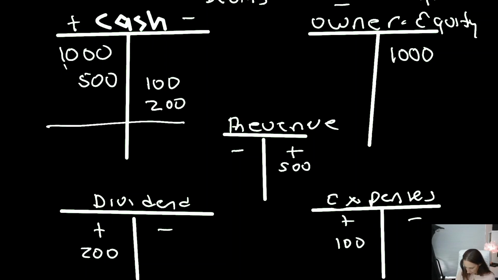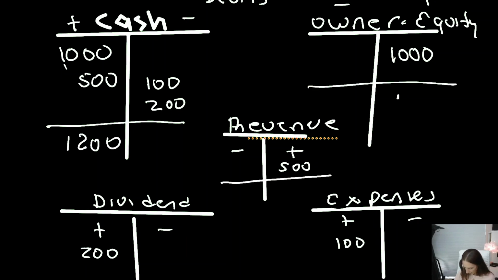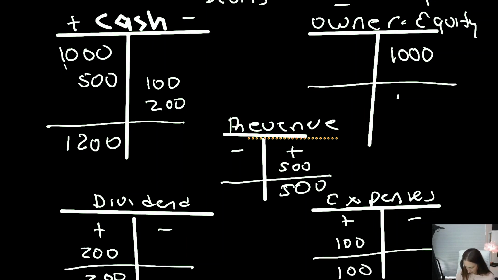Now, if we sum it all up, you have $1,500 of cash that went up minus $300. Your cash balance is now $1,200. Your revenue is $500. Your expenses is $100. Your dividends is $200. Now, what is truly your owner's equity? Well, your owner's equity would be $1,000 contribution minus your $200 in dividends and your net profit of $400.